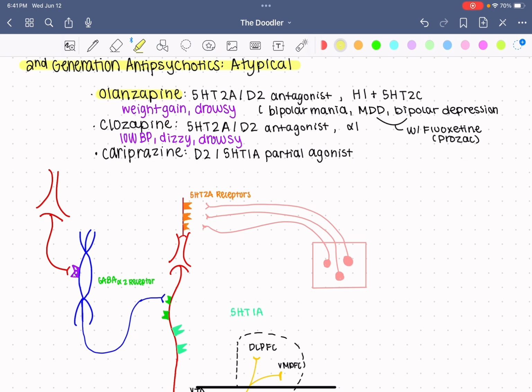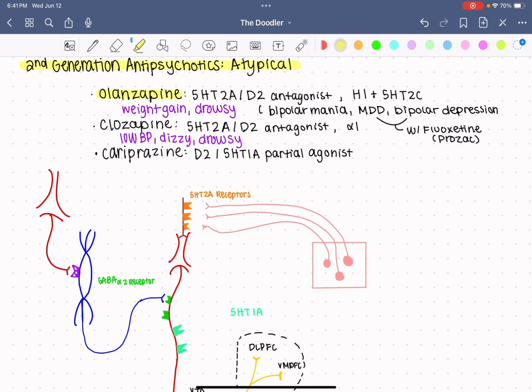I like to think of olanzapine as, she's kind of doing a lot of things. She's O blood type, O can give to anyone, O negative at least. She's doing everything. She's doing schizophrenia, she's doing bipolar, she's doing major depressive disorder. She has her toes in everything. So olanzapine is a 5-HT2A and D2 antagonist, but it's not as strong of a D2 antagonist as our first gens, our typical antipsychotics.